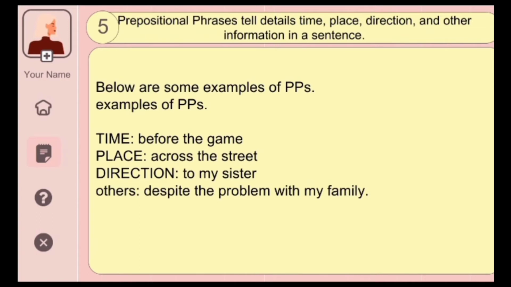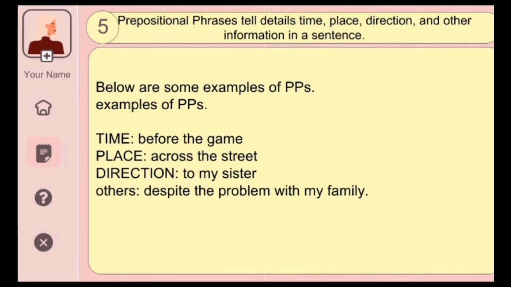And our place is across the street. Our preposition is across, determiner the, noun is street. And also our direction. The phrase is to my sister. The preposition there is to, determiner my, noun sister. And there are a lot of examples of prepositional phrases such as despite the problem, with my family.